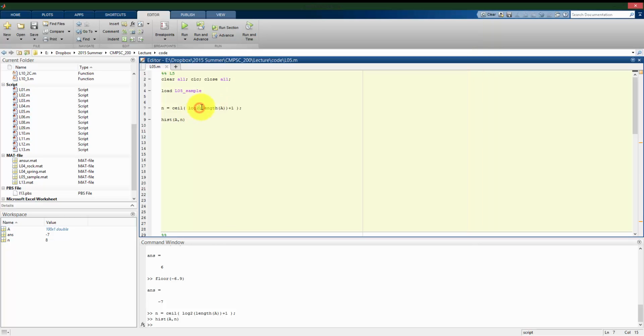An alternate rule, instead of Sturgis's rule, is the Rice rule, and that's going to suggest that we use the ceiling of 2 times the cube root of the number of elements that we have. So in this case, the length of A is the number of elements we have, and we want to take the cube root, which is the same as raising it to the 1/3 power. Right, so again, if I look at the inside here, according to the Rice rule, that's 9.28. And if I take the ceiling of that, Rice rule actually for 100 agrees that we should have 10, which again is the default if we just use hist.